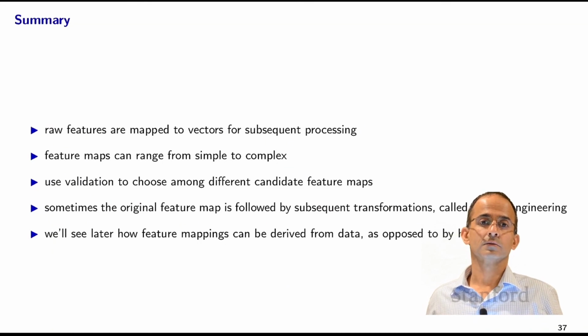So, to summarize, all features are mapped to vectors. That's embedding. That's the feature map. We subsequently process those vectors in our predictor. We may do extensive feature engineering to construct more and more complex ways of mapping features to vectors. Only validation can choose between different candidate feature maps. And we're going to see later how feature mappings can be derived from data as opposed to by hand.